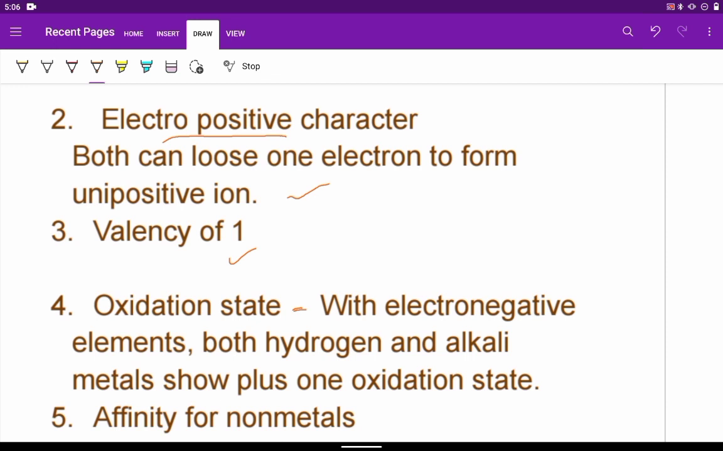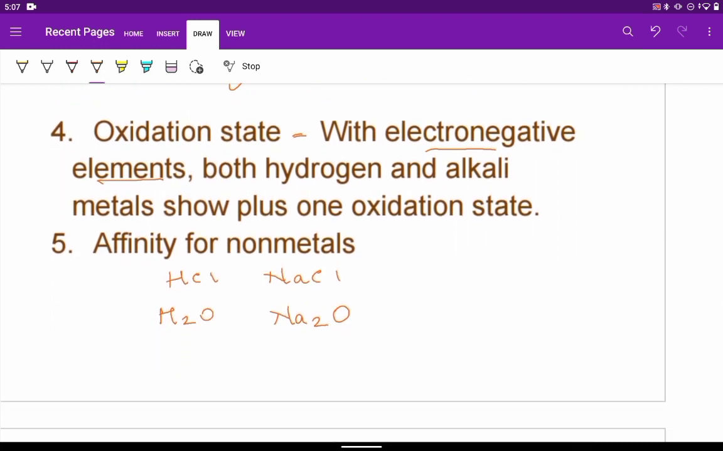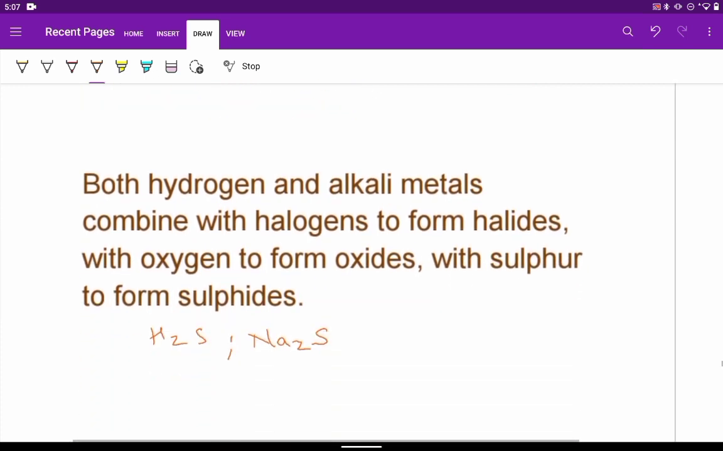We find that both hydrogen and alkali metals show a +1 oxidation state when they form compounds with electronegative elements. Both of them exhibit affinity for nonmetals. They form bonds with nonmetals, like with chlorine they can form chlorides, HCl and NaCl. With oxygen they form oxides, H2O and Na2O. With sulfur they can form sulfides, H2S and Na2S. So these are also points of similarity.